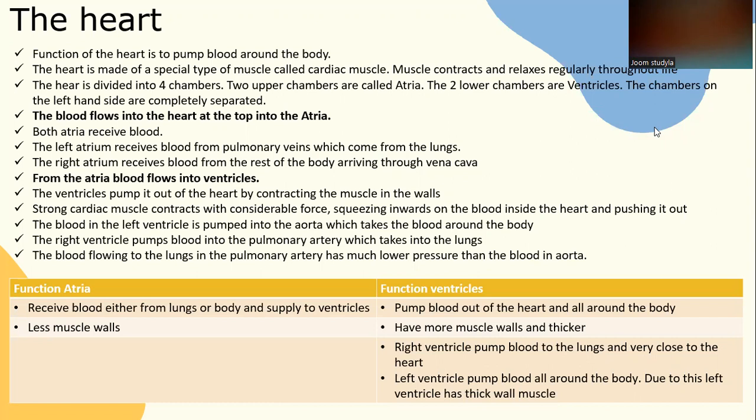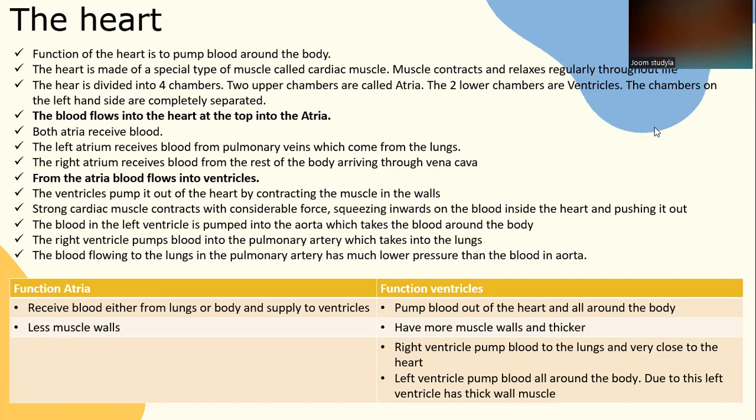And if you can see, from the atria, blood flows into ventricles. The ventricles pump it out of the heart by contracting the muscle in the wall. Strong cardiac muscle contracts with considerable force, squeezing inward on the blood inside the heart and pushing it out. So the blood in the left ventricle is pumped into the aorta, which takes the blood around the body. And the right ventricle pumps blood into the pulmonary artery, which takes it to the lung. The blood flowing to the lung in the pulmonary artery has much lower pressure than the blood in the aorta.